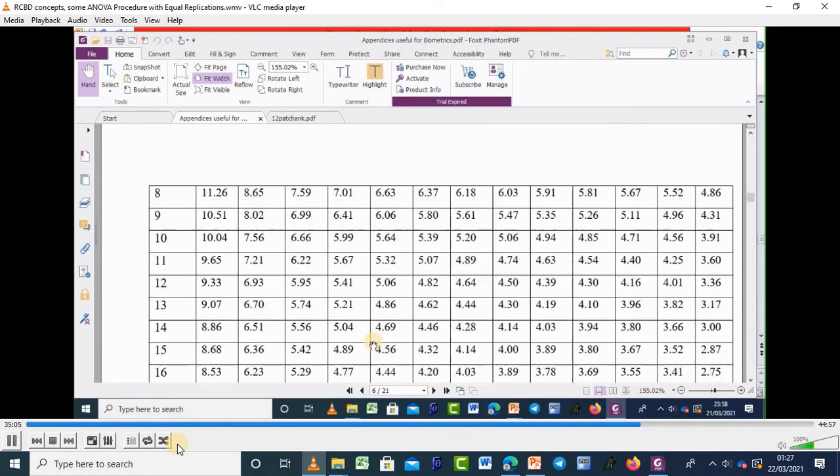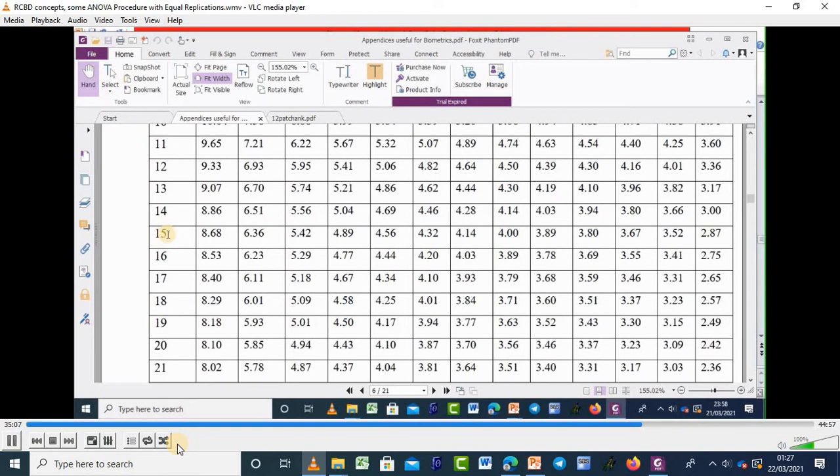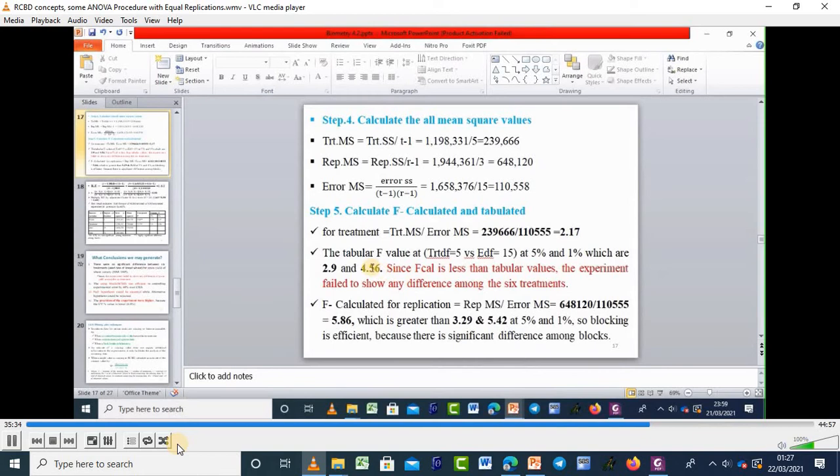Similarly, 15 error degrees of freedom versus 5 treatment degrees of freedom, and the intersecting point value is 4.56. So the values are similar. Since the F calculated is less than the tabular values, the experiment failed to show any difference among the 6 treatments.